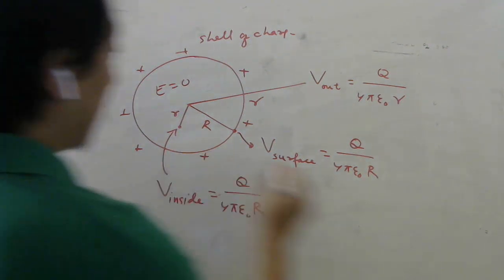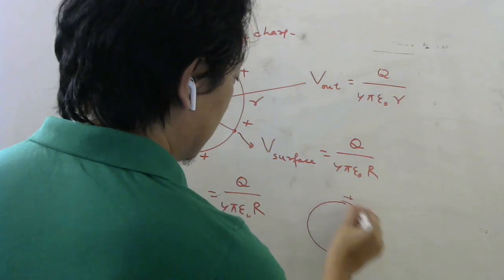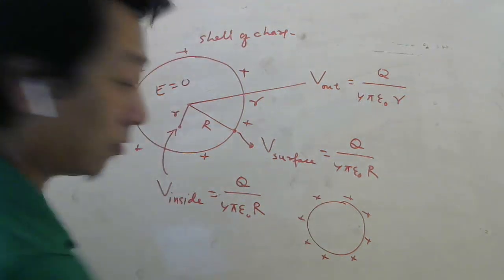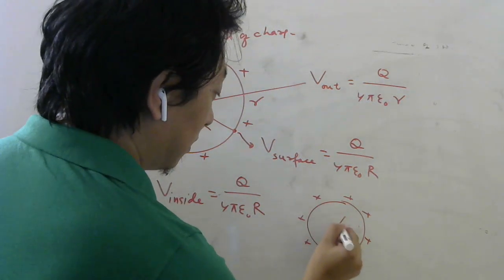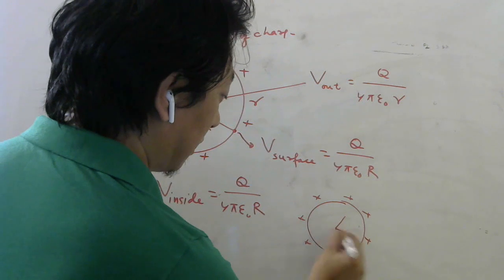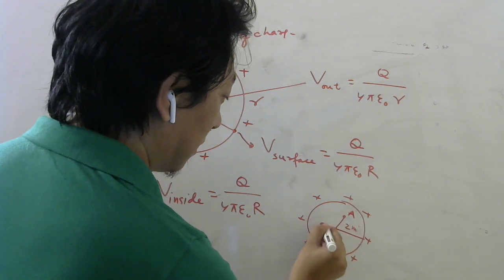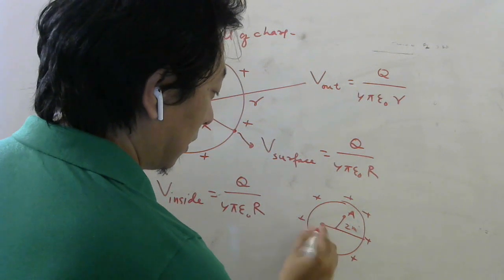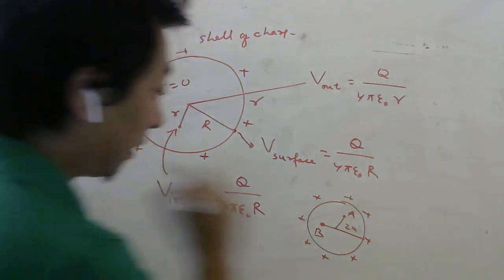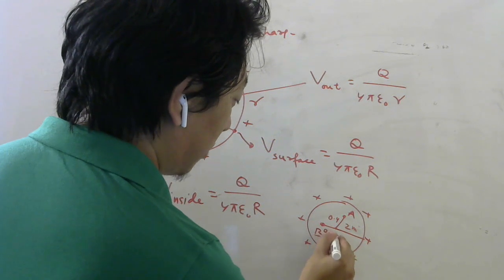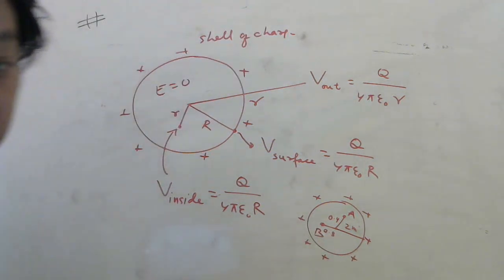So if I say there is a shell, let us do one problem also. Okay, I take one radius, let's say, 2 meter. I take 2 points A and B. A is 0.4 meter, B is 0.8 meter from the center.